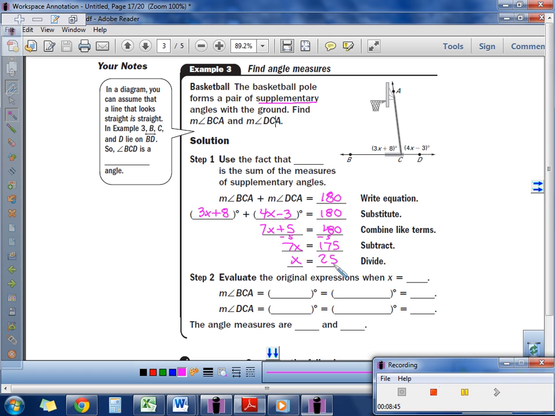But you need to remember, I stressed this earlier, it says find the values of these angles, meaning we need to take this value and plug it in for these two expressions. I can do this mentally. 3 times 25 is 75, and 75 plus 8 is? 83. That's an 83-degree angle. So BCA is 83 degrees. I can do the same thing over here on the other expression. 4 times 25 is 100, and 100 minus 3 is 97 degrees. So DCA is 97 degrees.